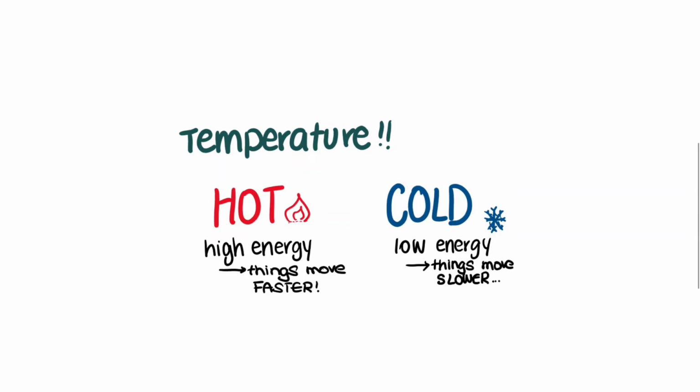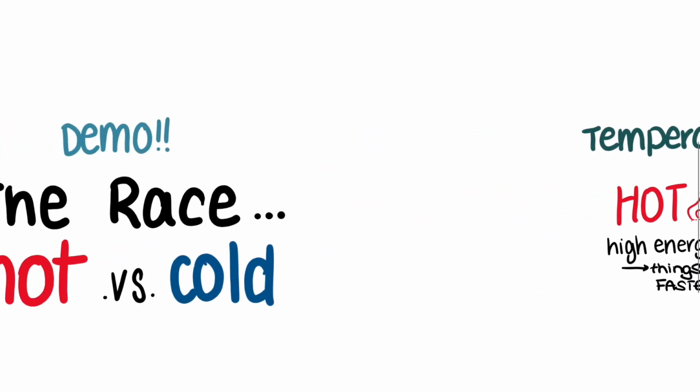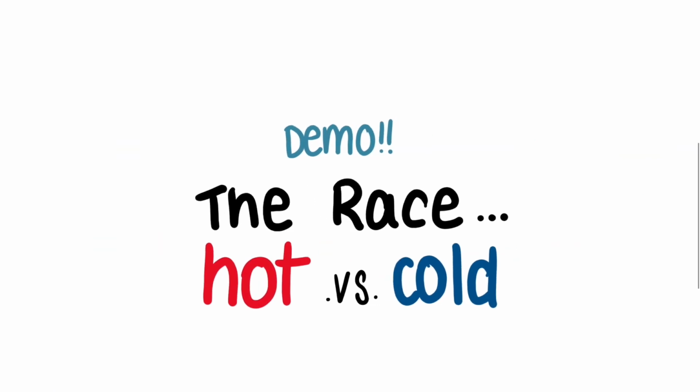The temperature of the particles is a sign of how much energy they have. The hotter they are, the more energy they'll have. If they're colder, they have less energy. Now, by doing a fun demo, we're going to race a system of hot water versus cold water to see which one has diffusion that happens faster.